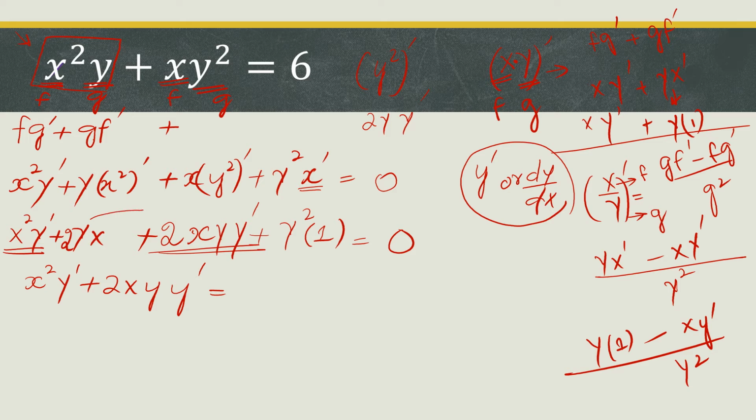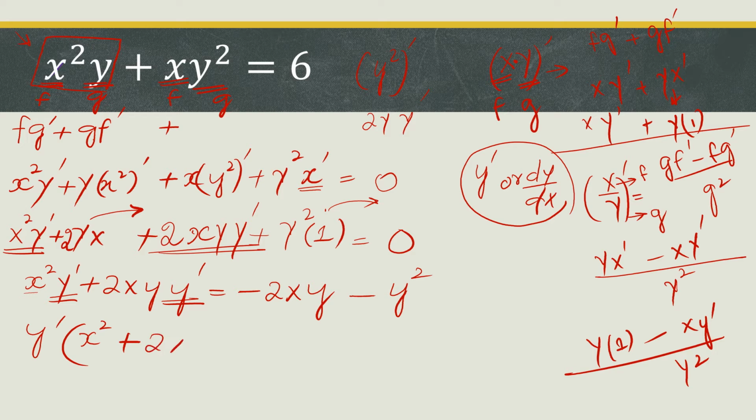It means 2yx has no y prime, so bring it on the other side. So the sign will be changed into minus 2xy. Similarly, y square times 1, it will be y square, bring it on the other side. So the sign will be changed into minus, and 1 times y square is only y square. Now take the y prime common from both the terms. So what is left from the first term is x square, plus from the second term 2xy, after taking the common y prime, equals to minus 2xy minus y square.